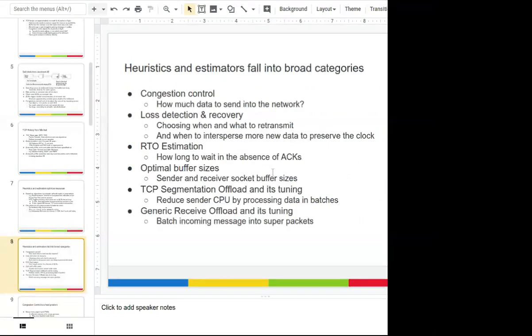I listed here a bunch of categories that estimators fall into. Most of these are not so important for the conversation here. I'm going to talk a little bit about congestion control. But one of the things that's important to be aware of is there's been a huge amount of evolution in loss detection and recovery. And there are still improvements going on.